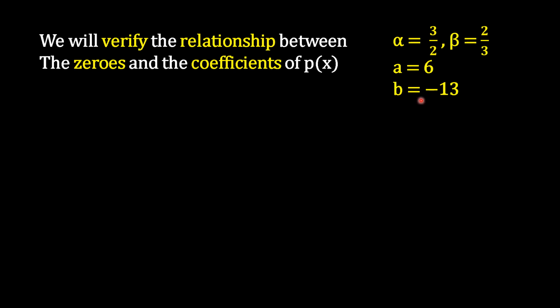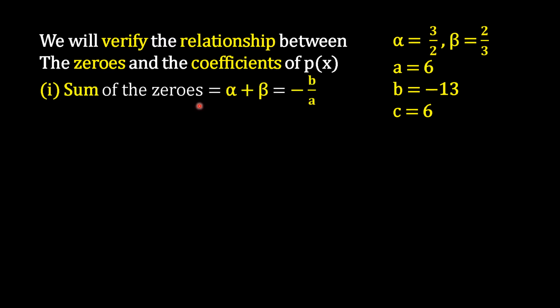We will verify the relationship between the zeros and the coefficients of p(x). For that, we will provide the values of zeros and coefficients for ready reference. We have alpha equals 3 by 2, beta equals 2 by 3, and coefficients a equals 6, b equals minus 13, c equals 6. Now first, sum of the zeros, alpha plus beta, is minus b upon a.